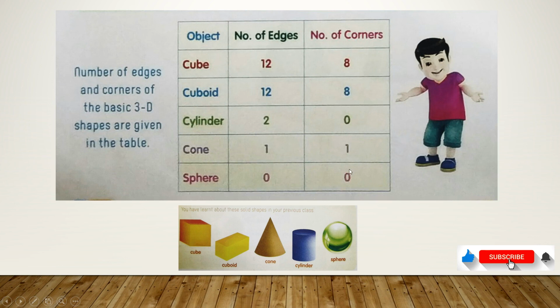So we have learned about all these shapes, and I believe you can relate these solid shapes to real-life objects, and you can easily identify which object is a cube, which is a cuboid, which are cylindrical, which are cones, and which are spheres.